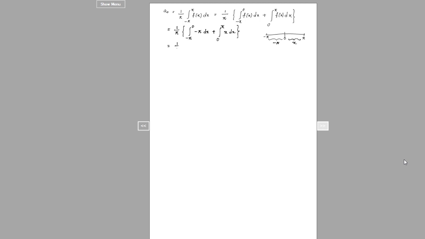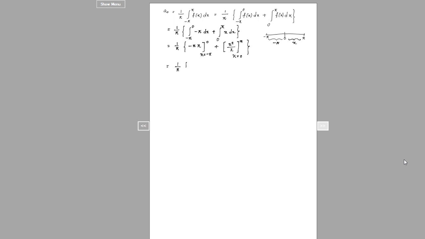Now just integrate that, 1 by pi. As minus pi is a constant term, the integral of any constant k with respect to x will be kx. So it is minus pi x, limit x equal to minus pi to 0, plus similarly the integral of x is x square by 2, x equal to 0 to pi. Now substitute the limits.